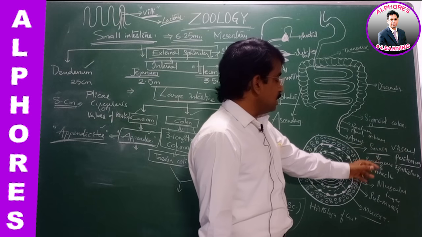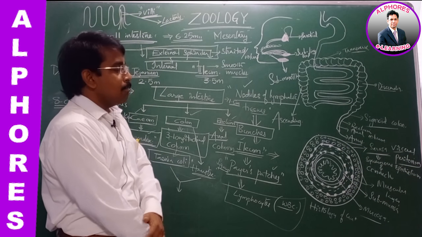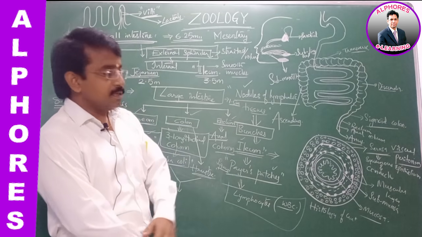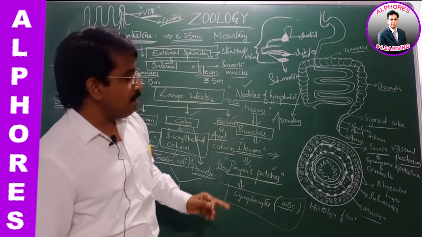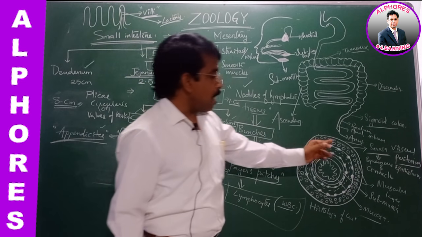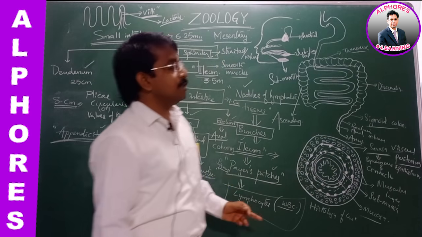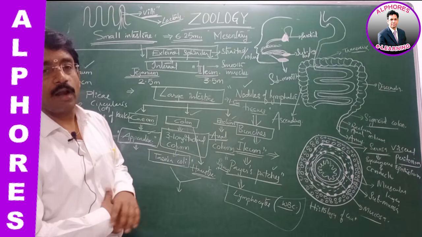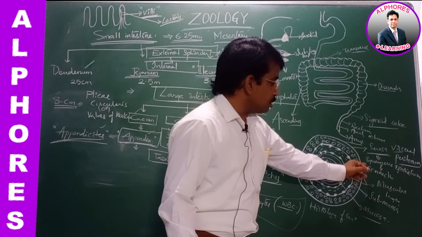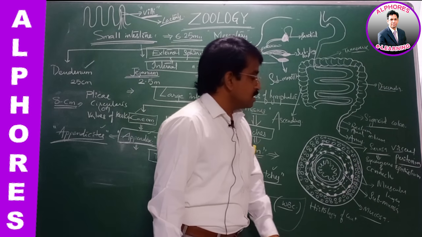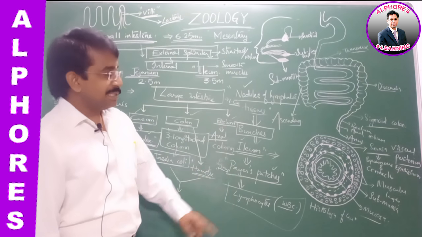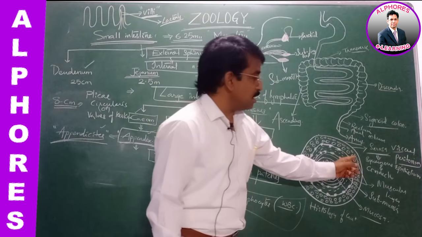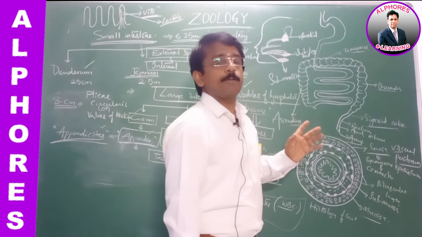Next, the part is named the muscular layer. Muscles are meant for movement. The muscular layer includes the outer longitudinal muscles and the inner circular muscles. Hence it is a muscular layer. It includes outer longitudinal and inner circular muscle. This outer longitudinal and inner circular muscle layer is named the muscular layer.